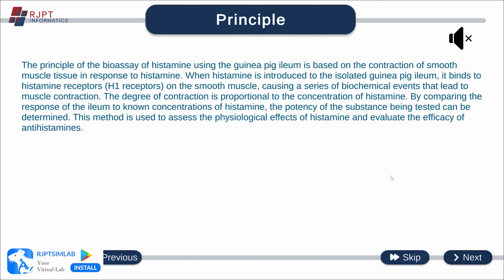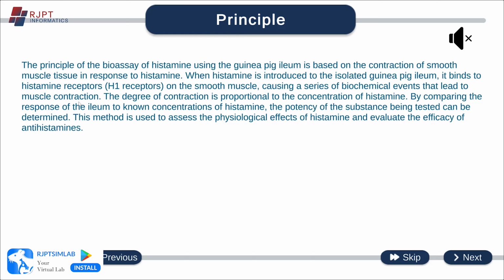Now let's see the principle of this experiment. The principle of bioassay of histamine using the guinea pig ileum is based on the contraction of smooth muscle tissue in response to histamine, which means contraction of the smooth muscles in response to the histamine's different concentrations. And when histamine is introduced to the isolated guinea pig ileum, it binds to the histamine receptor, the H1 receptor present on the smooth muscles, causing a series of biochemical events that leads to muscle contraction.